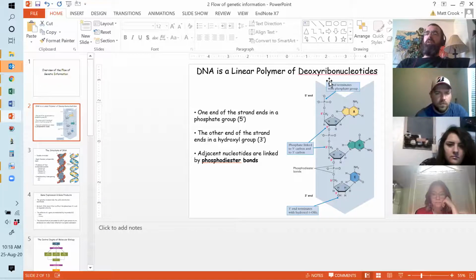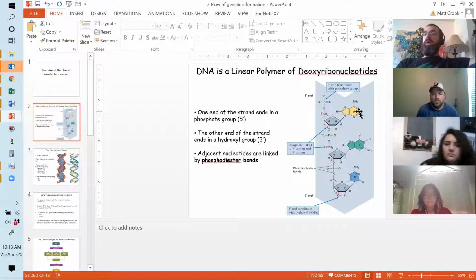And each nucleotide consists of a phosphate, a sugar, and a base. These phosphates and sugars form the backbone of the DNA strand, right? So it's actually called the phosphate sugar backbone.